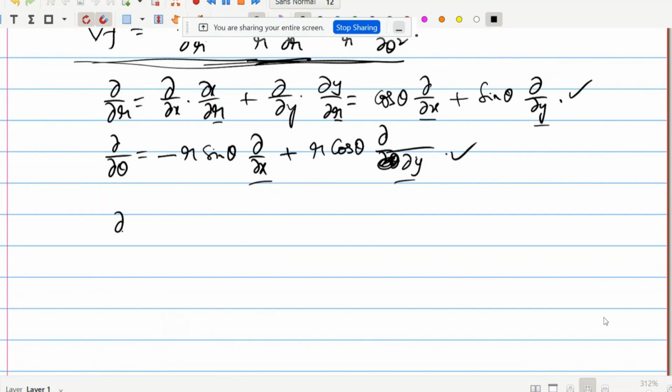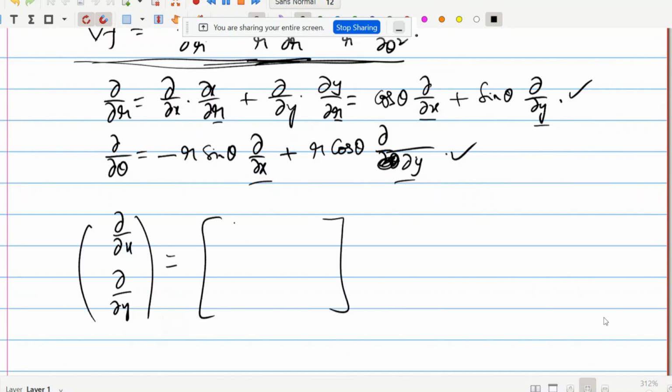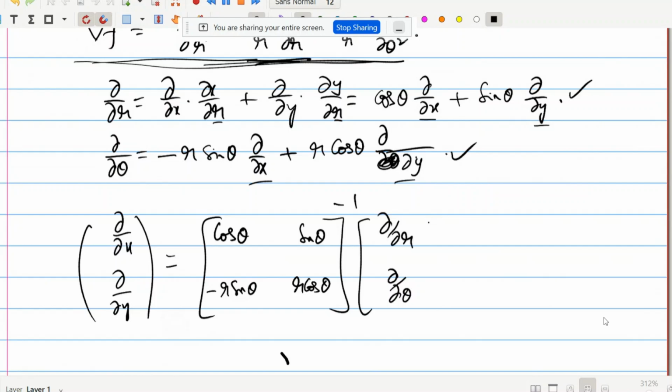So what is the inverse? Now can you give me the inverse? ∂/∂x, ∂/∂y is actually the inverse matrix of cos θ, sin θ; that is the first equation. Similarly here, minus r sin θ, r cos θ. This inverse acts on ∂/∂r, ∂/∂θ. This is how you do it.